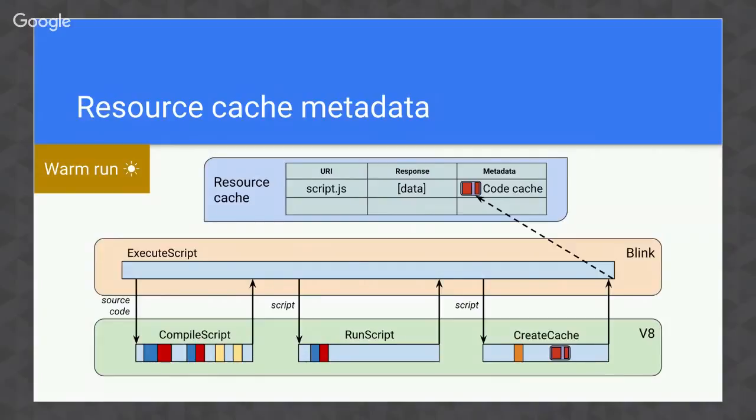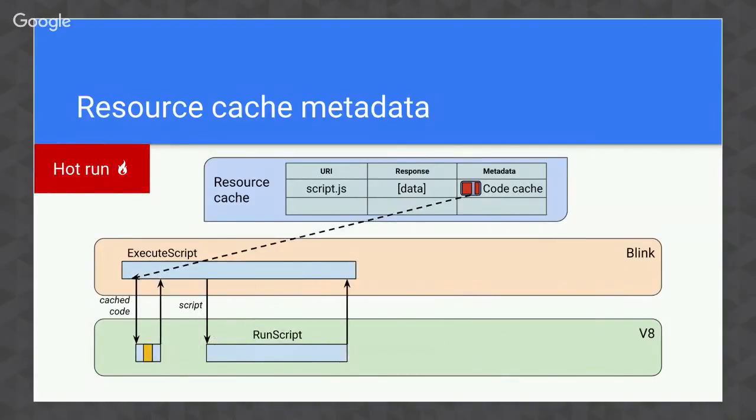Which means that on a hot run, we can read off that code cache and we can execute the script. And now, because we've already compiled everything that we needed during execution, we don't need to do any more compilations during the hot execution, which speeds that up a little bit.